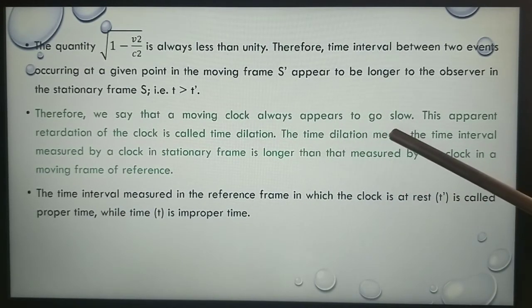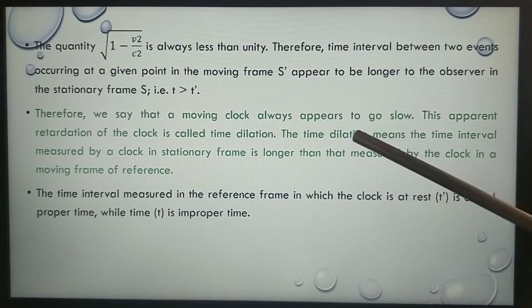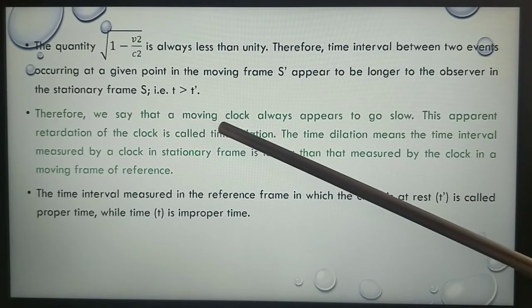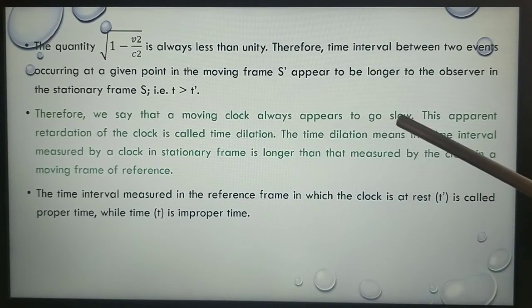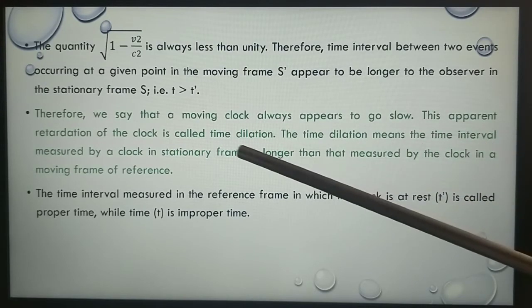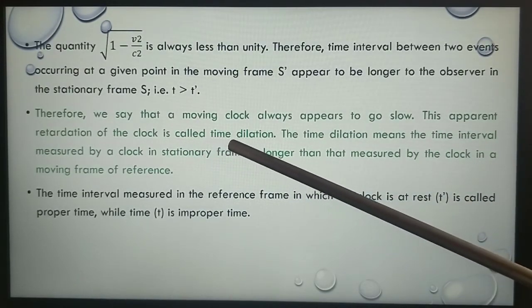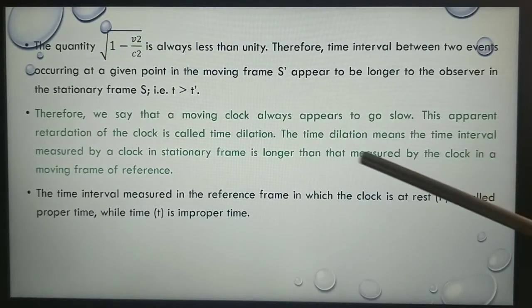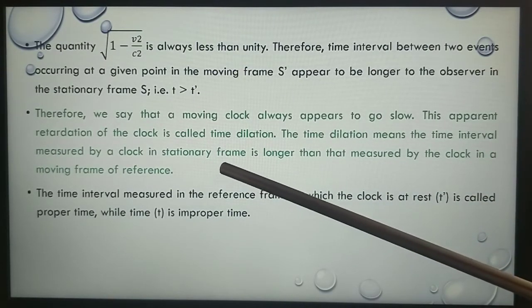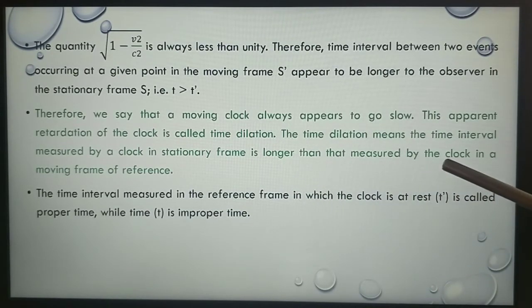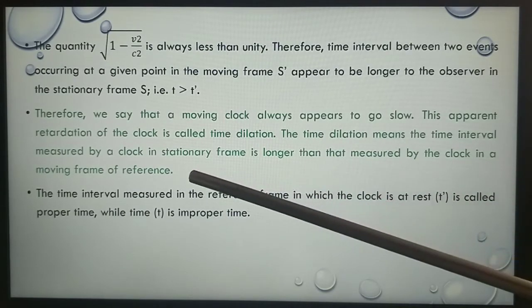This is important. Now, I will again read this sentence: a moving clock always appears to go slow. That means any clock which is in motion always goes slow. This apparent retardation of the clock is called time dilation. Time dilation means the time interval measured by a clock in a stationary frame is longer than that measured by the clock in a moving frame of reference.